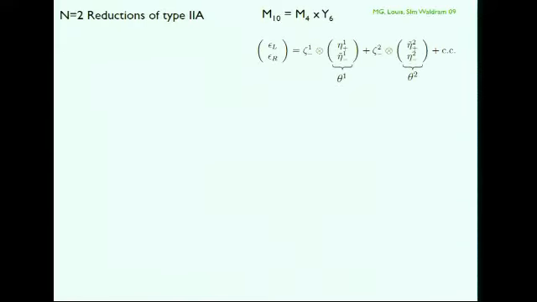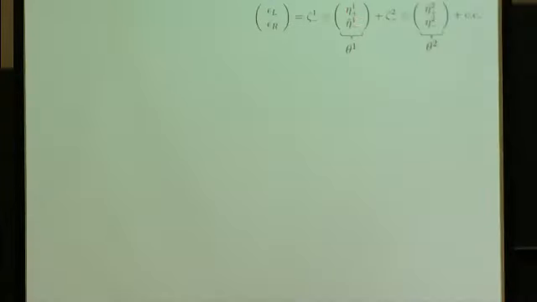So I'll start with N=2 reductions of type 2A. Now if it's type 2A, we are reducing on a 6-dimensional manifold. And again, if this is N=2, then I have my left and my right spinor. And then there are two 4-dimensional spinors, and then two SU(8) spinors, theta. And the notation with respect to the SU(4) spinors, you will see why I'm choosing eta and eta tilde.